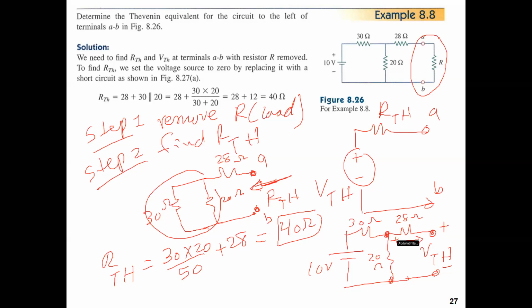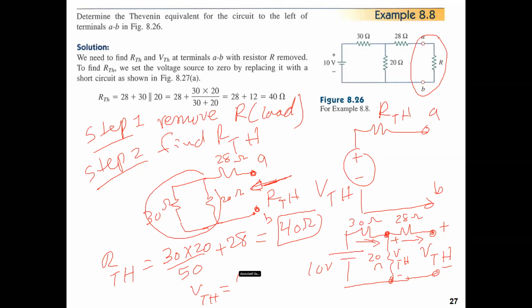So this we can remove, we can ignore the 28 and we put the VTH down here. Okay. So again, very simple circuit, two resistors in series with a voltage source. We could determine VTH applying the what? The voltage divider. The voltage divider says that we need to find the I that goes through this loop, and then I multiply by 20 to get VTH.